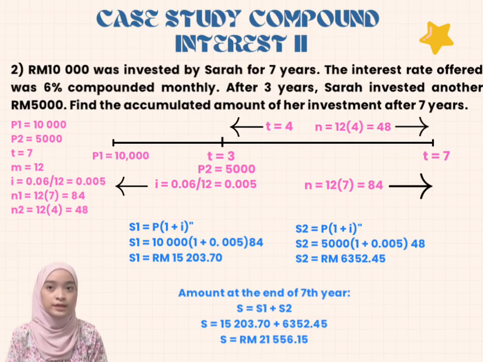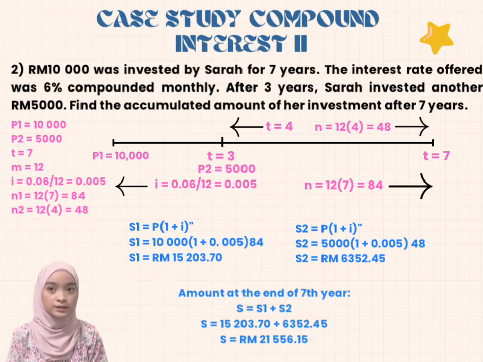So first, we identify all the information given in the question. The first principal, P1, is 10,000 ringgit, which was invested for 7 years. The second principal, P2, is 5,000 ringgit invested after 3 years, so it earns interest for 4 years. The interest rate is 6% per annum, compounded monthly. So, the number of compounding periods per year, M, is 12.